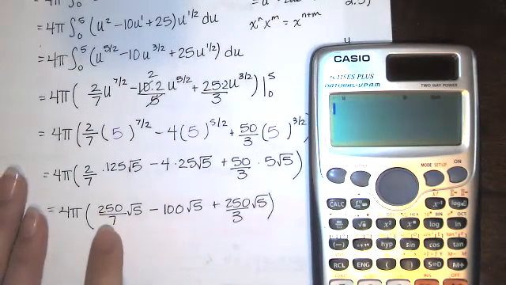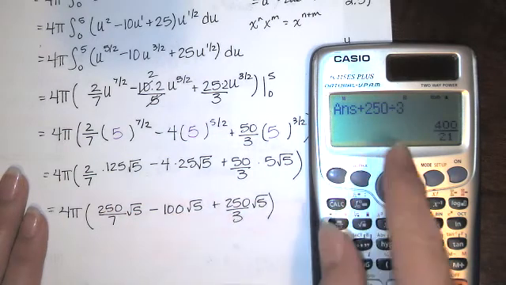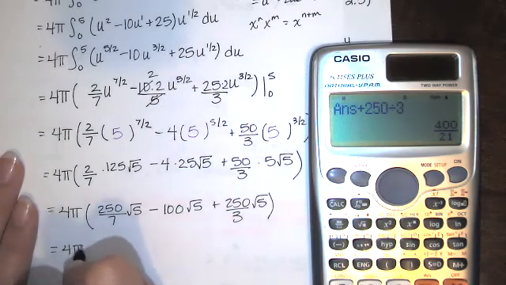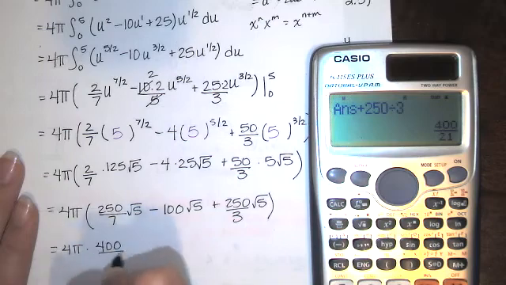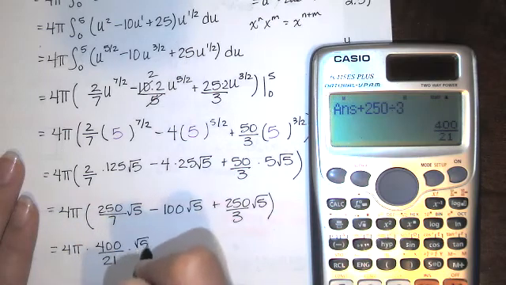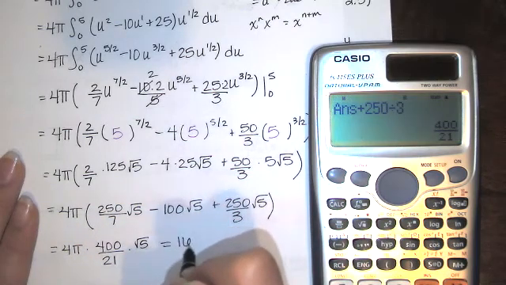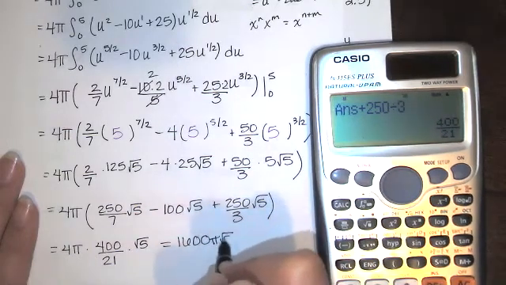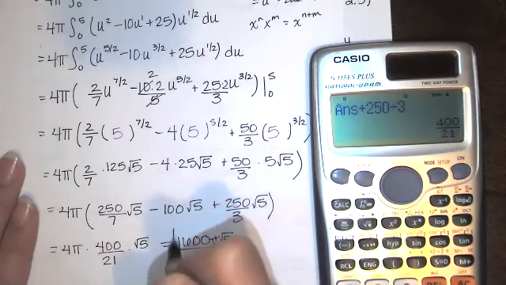So I'll just do this: 250 over 7 minus 100 plus 250 over 3. And that's just the coefficients here. All of those are multiplied by square roots of 5. So I've got 4 pi times 400 over 21 times square root of 5. So that's 1600 pi times the square root of 5 over 21.